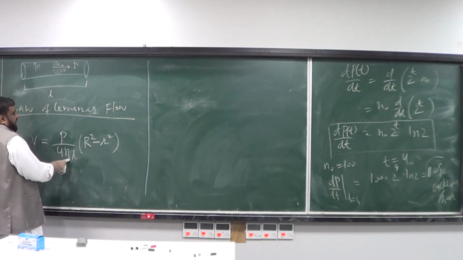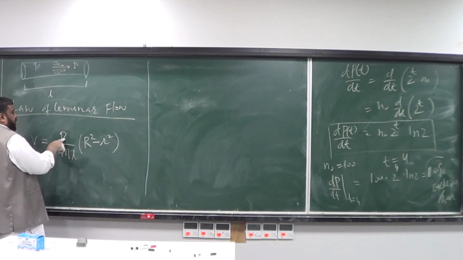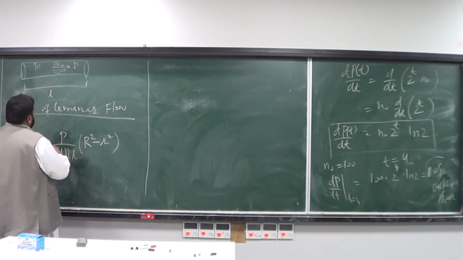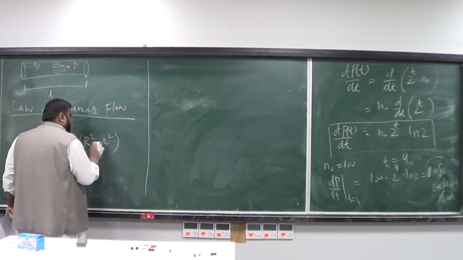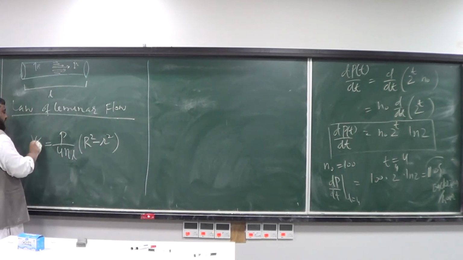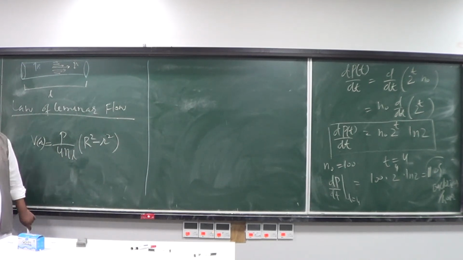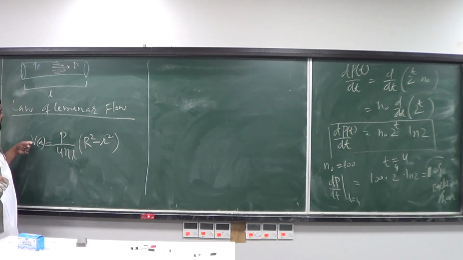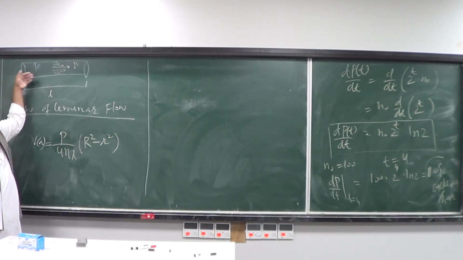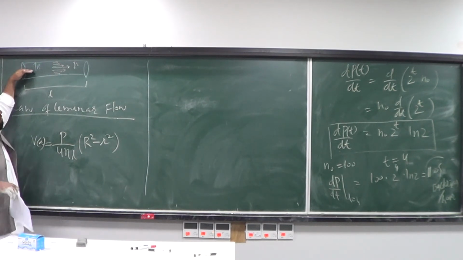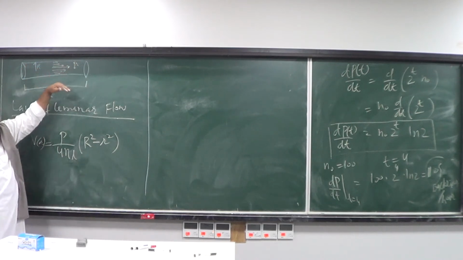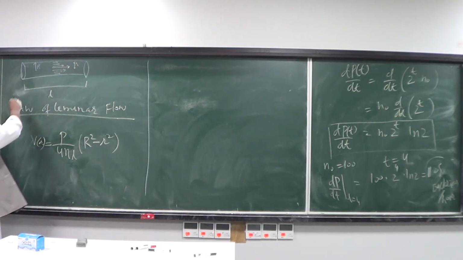You need to keep in view that eta, L, and P are fixed, and the radius of the vessel is also fixed. So the only thing that is changing is this small r. So V is a function of r. The velocity of the fluid particle depends on how far you are from the central axis, the middle axis, this middle line.